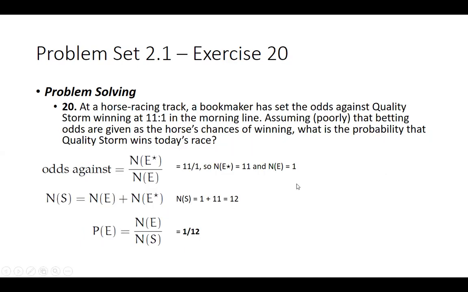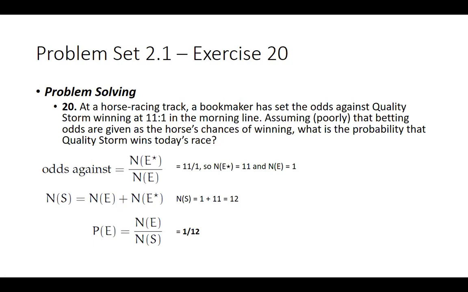Number 20. At a horse racing track, a bookmaker has set the odds against Quality Storm winning at 11-1 in the morning line. Assuming poorly that betting odds are given as the horse's chance of winning, what is the probability that Quality Storm wins today's race? So we want the probability of winning.